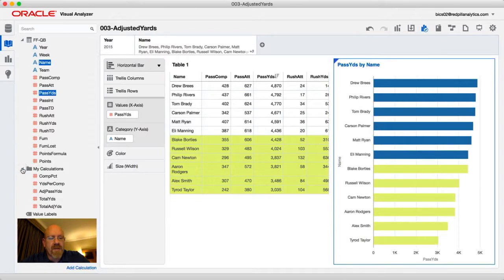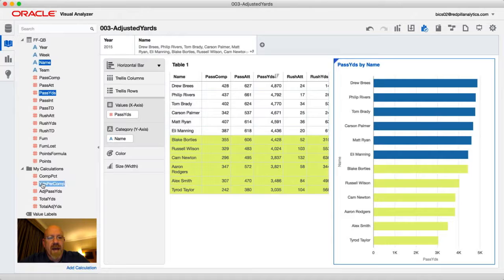So I built some calculations here. The first thing I needed to do was take a look at, if we think about all the rushing attempts that these quarterbacks have, what if those were passes instead? So we would have to look at the quarterback's typical completion percentage, which I built here. Pretty simple, pass completions divided by pass attempts.